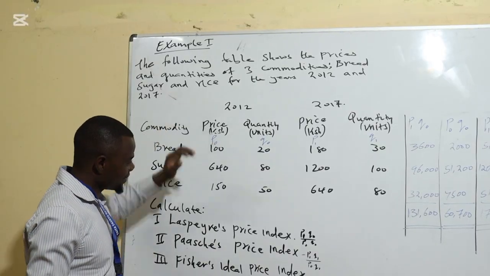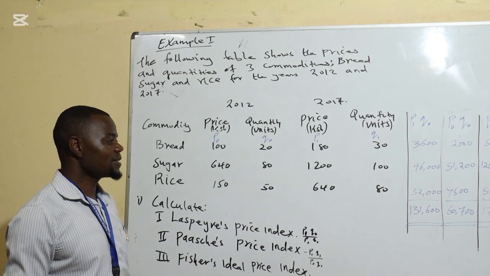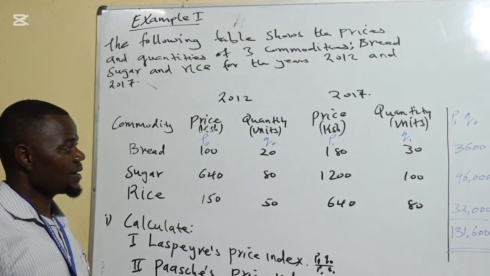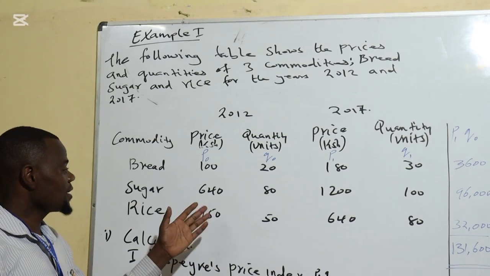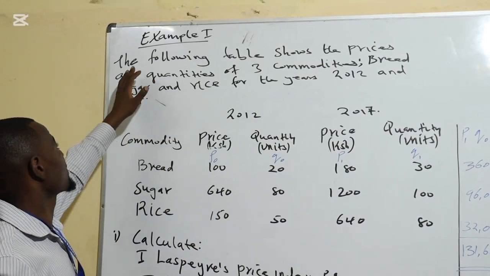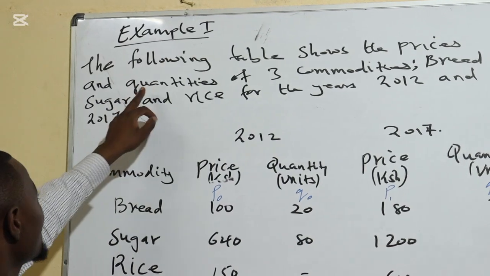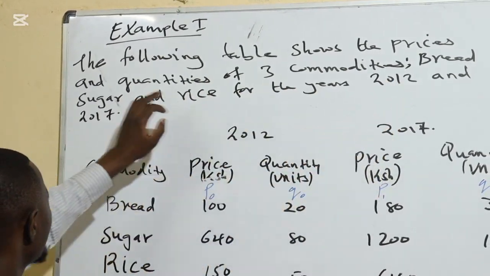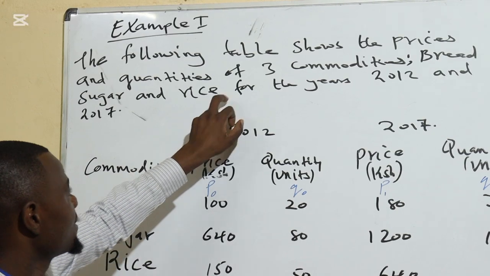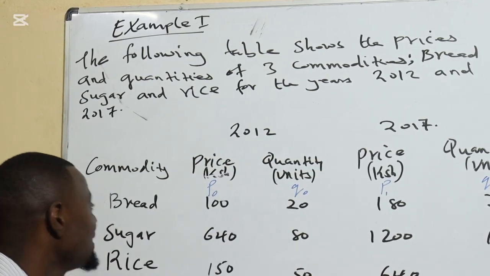So I have an example here. I'm taking an example about the price index, and I'll do another one about the quantity index. So I've started with the price index. This is the question. The following table shows the prices and quantities of 3 commodities: bread, sugar, and rice for the year 2012 and 2017.